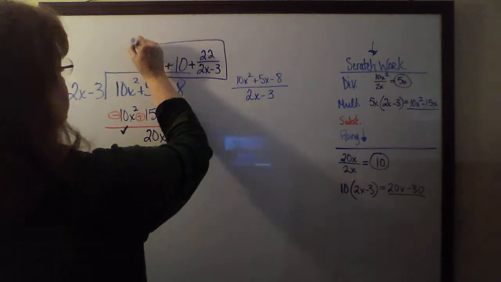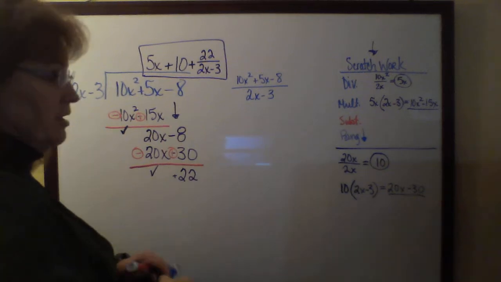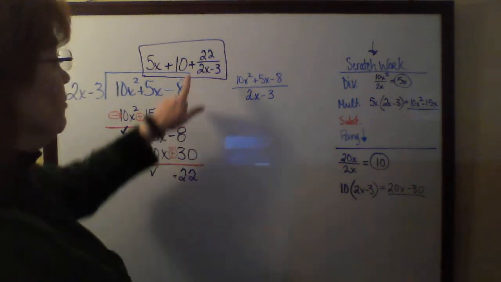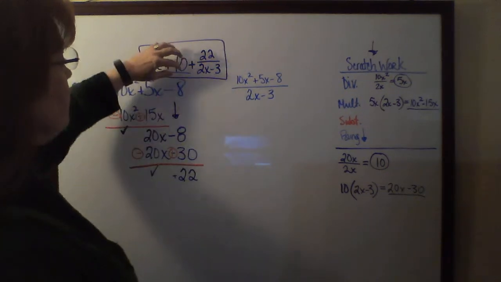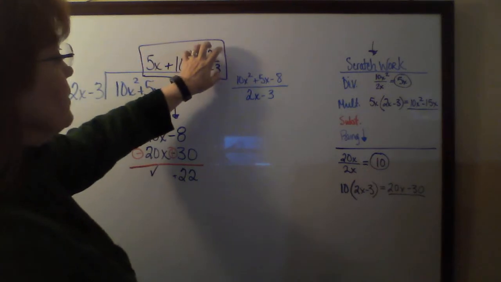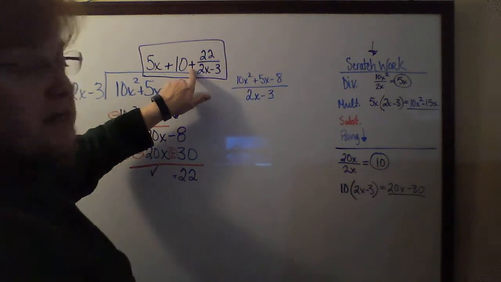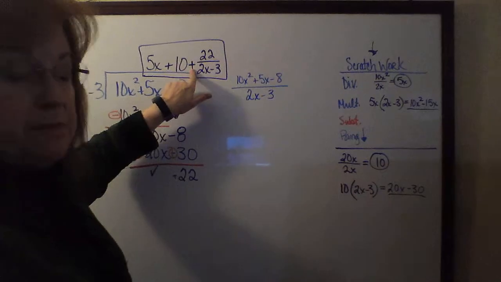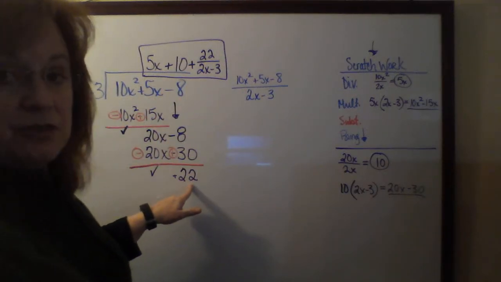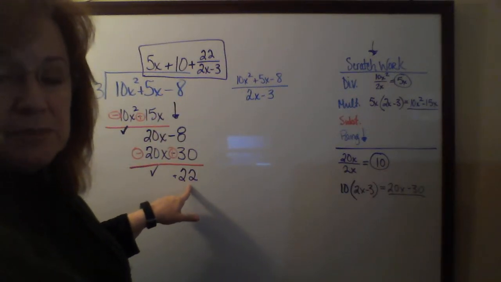If you have any questions on how to write this answer properly, just let me know. But remember, between the quotient part here and the remainder fraction, there needs to be a sign. And that sign is dependent on whether or not the remainder in the numerator is positive or negative.